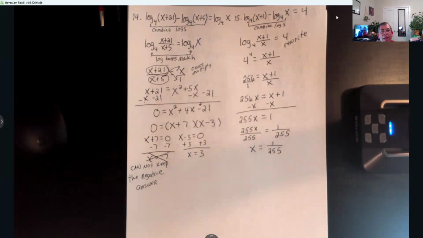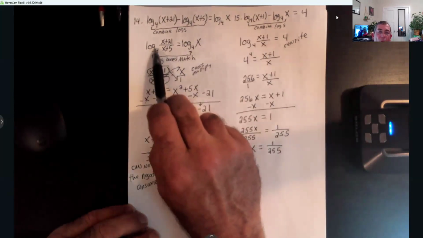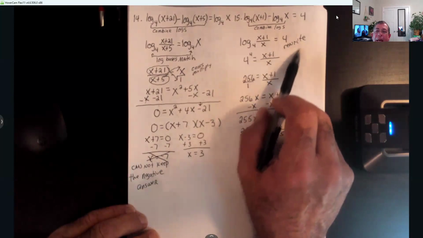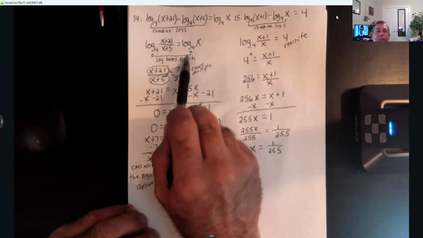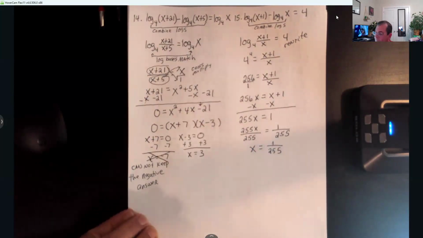All right, so y'all, that is the trick. Do I need to combine logs? Do my log bases match like here, or are they different? If they're different, I got to rewrite. If they're matching, then that's the results equal to each other. Okay?